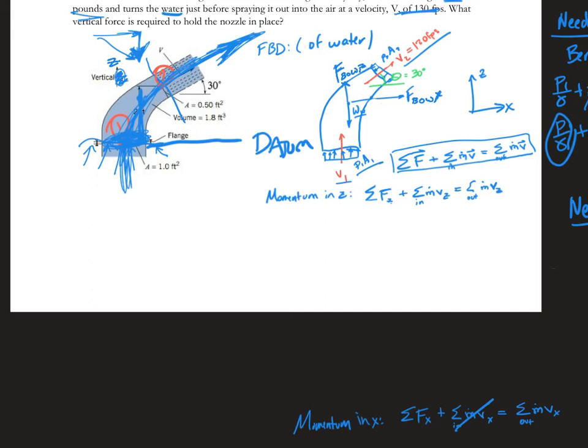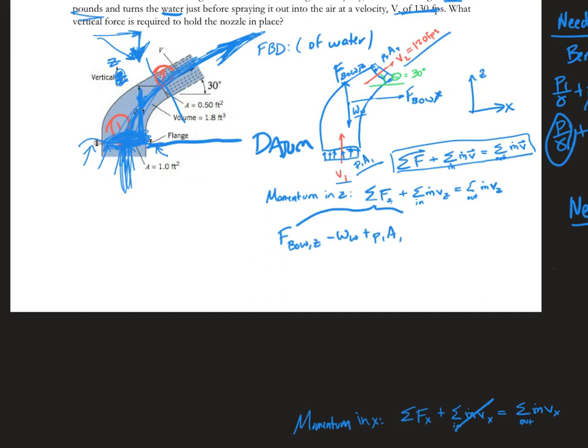But let's go ahead and solve this. It's going to be the exact same problem. So the forces, momentum in the Z. Now this is on the water. So we've got force of the bend on water Z, minus the weight of the water, plus P1A1.